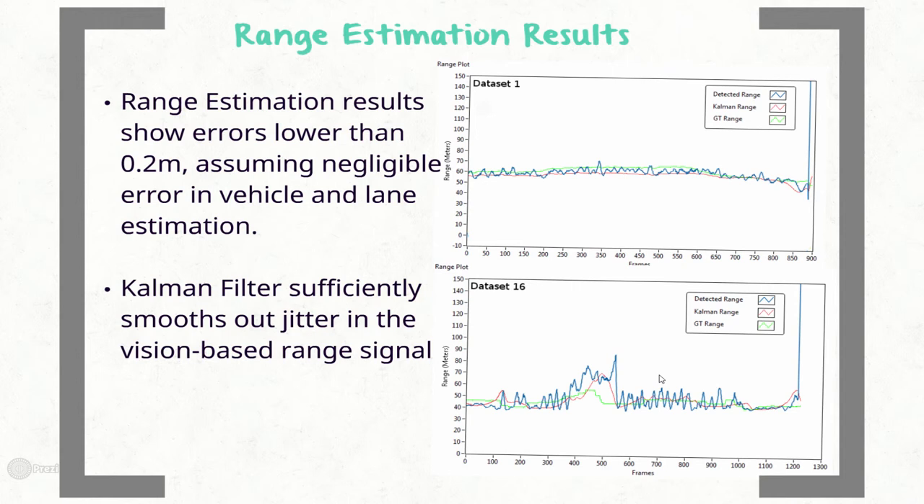If you look at our Kalman filter, this significantly smooths out the jitter in our vision-based signal. As you can see from here, we have our ground truth, so this is the actual range. And then we have our detected range, which is quite jittery. And then we see our Kalman filter range, which is the red line.